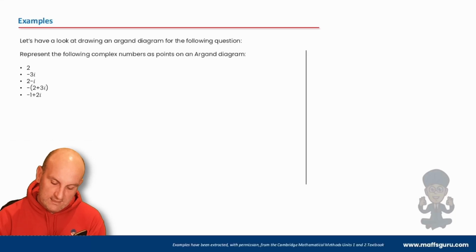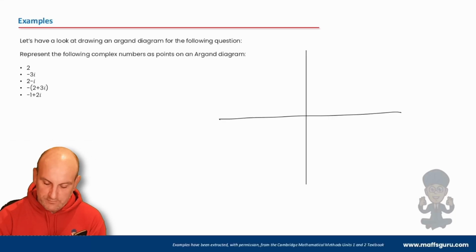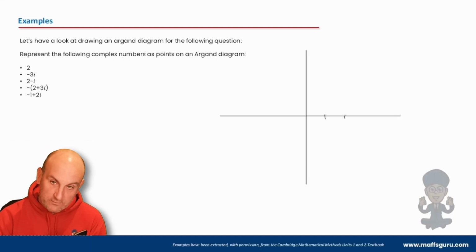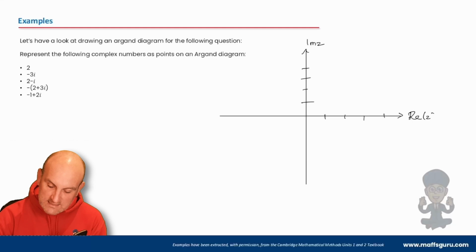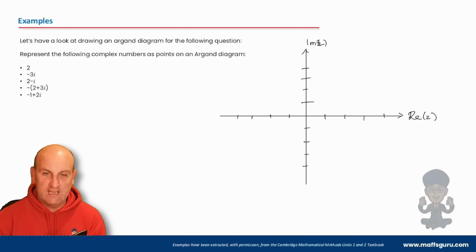This is a really bad idea. I should have printed off a set of axes, but there's 1, 2, 3, 4. 1, 2, 3, 4. So this is Im(z). Every time I say that, I think of Imhotep, which is the guy from The Mummy. But anyway, Re(z). Put those in brackets, I think, because it makes it look a little bit easier. 1, 2, 3, 4. 1, 2, 3, and 4. Right. So represent the following complex numbers as a point on the Argand diagram.